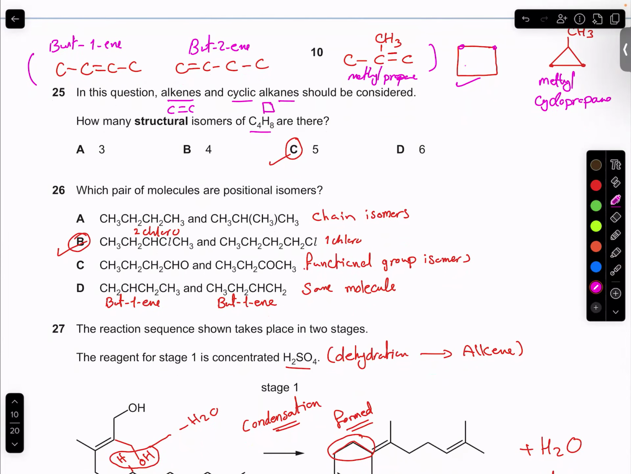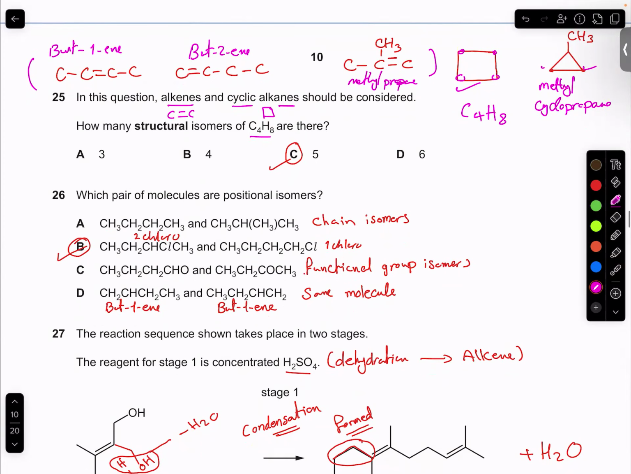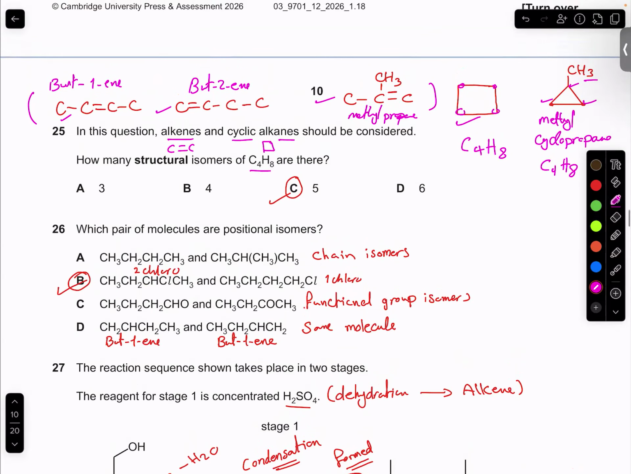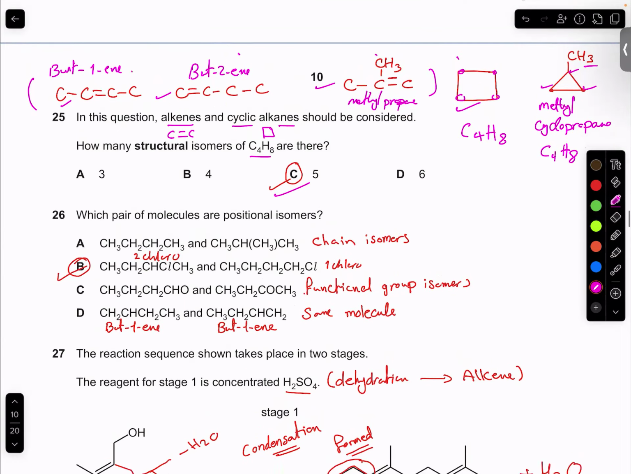Here we have 1, 2, 3, 4 carbons, and each carbon contains 2 hydrogens, so it's C4H8. The same here. This carbon contains 2 hydrogens, this carbon contains 2 hydrogens, this carbon contains 1 hydrogen. So 2 plus 2 plus 1, 5 plus 3, 8, and we have 4 carbons, so it's also C4H8. And of course, you know that this one is C4H8 and butene is C4H8. So the number of isomers that we have is 1, 2, 3, 4, 5. So we have 5 isomers.